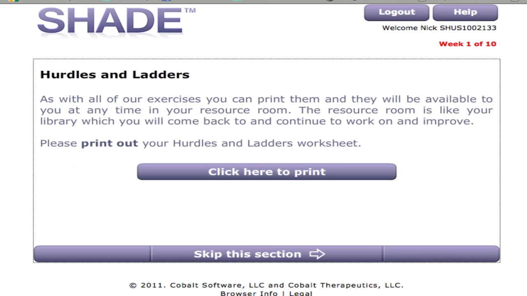As with all of our exercises, you can print them and they'll be available to you at any time in your resource room. The resource room is like your library, which you'll come back to and continue to work on and improve. Please print out the Hurdles and Ladders worksheet now.